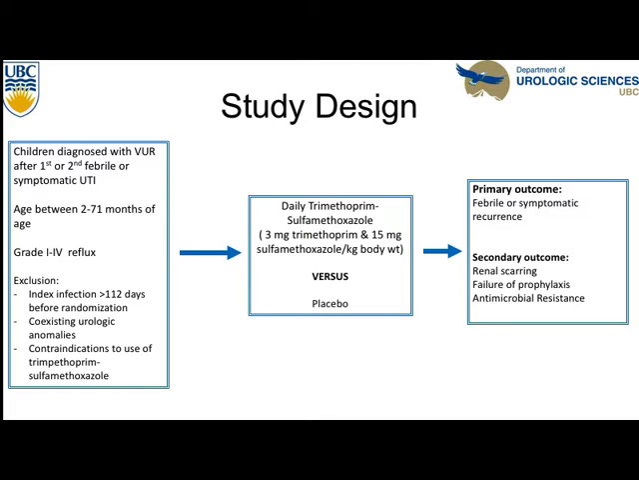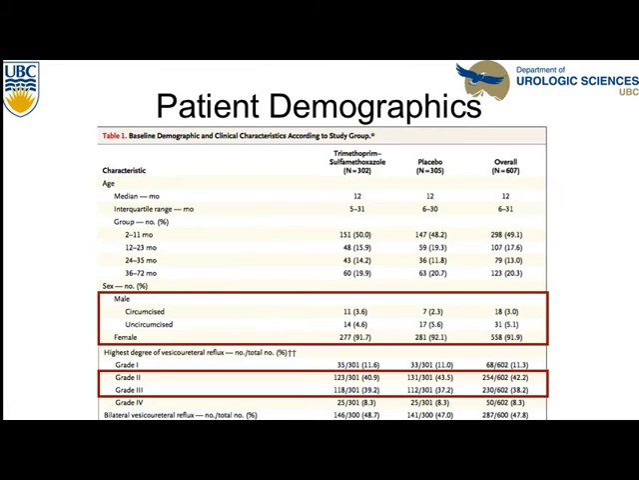Treatment failures were defined as 2 febrile recurrences, 1 febrile and 3 symptomatic recurrences, or 4 symptomatic recurrences over the course of the study, or new or worsening scarring at 1 year. Again, very defined criteria. To look for resistance, they performed rectal swabs at baseline, and then again after either treatment failure or at the end of the 2-year study. They tested for E. coli resistance in that case.